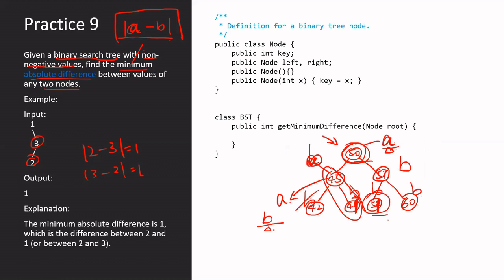Okay. Before we move on to write some code, to review this, we are provided a node class with integer key, left, right, and constructor. That's it. There's no parent, which is something that's different from what you got in your lab. Oh, I'm sorry. There is also a class being provided, with a method named getMinimumDifference that accepts a root or a node as the only parameter and returns an integer. Okay. This is what you are given. So let's move that here.